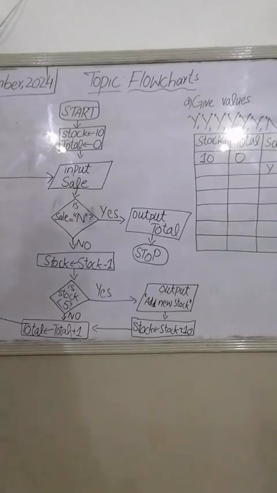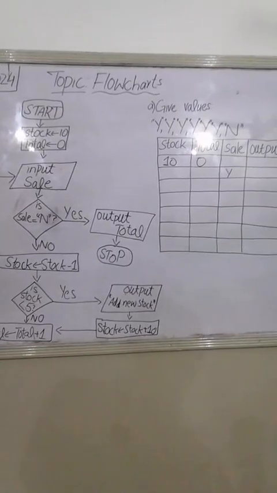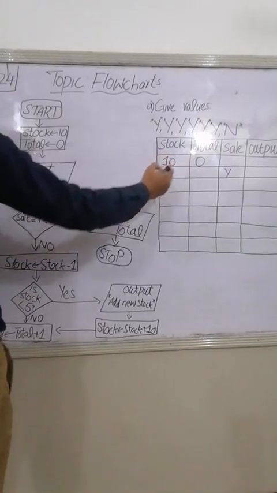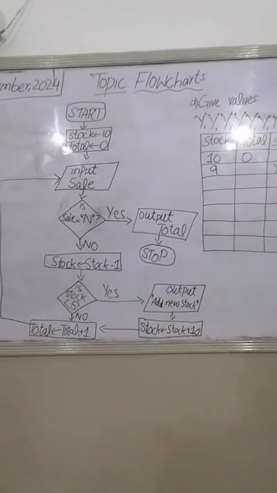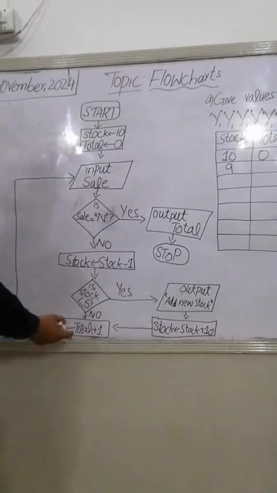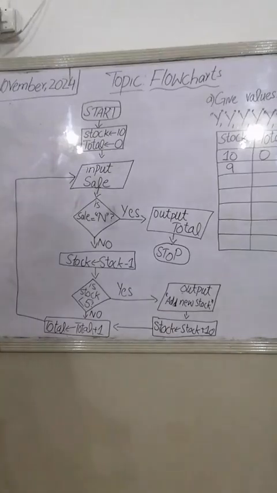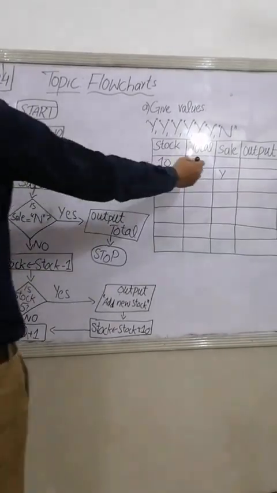So let's add the values in the trace table. What was the value of stock? That is 9, because we have subtracted 1 from the value 10 which is stored in the stock. So 10 minus 1 is 9. So here we will write 9. And what was the value of total? That was 0 at the beginning, and in the last step we have added 1 to the total. So 0 plus 1 is 1. So that is why in the table we will write 1 here.